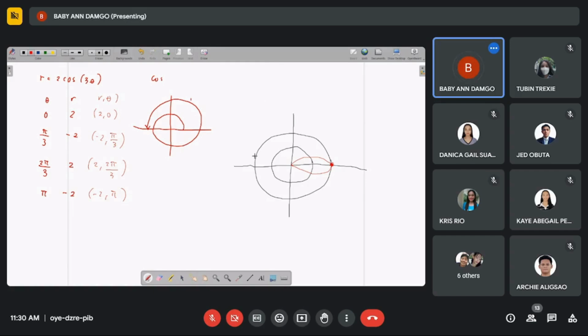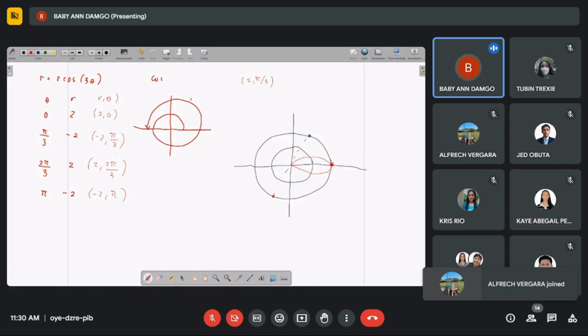Okay. Next, negative 2 pi over 3. So if we have a negative 2 pi over 3, we check 2 pi over 3. So for 2 pi over 3, pi over 3 is 60, no? So it is somewhere here. Okay? So since it is negative 2, it is opposite. So it is over here. Okay, so we have another petal.